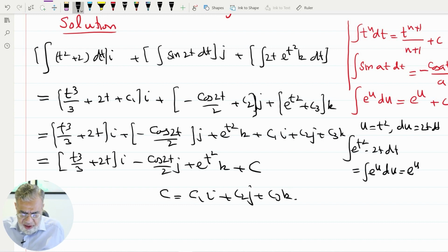I have this integral, so we make it component wise, and then we have just taken our constants together. That is, c is equal to c1 i plus c2 j and plus c3 k. We can write them separately at the end. We don't write for each term. At the end we write just our c and say it's c1, c2, c3.